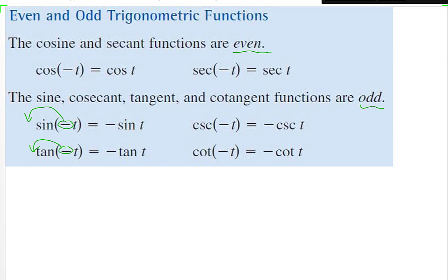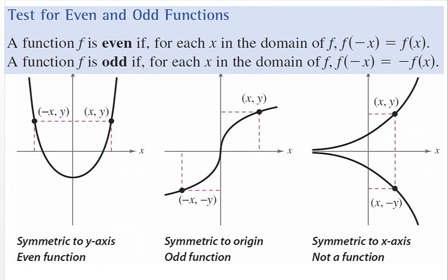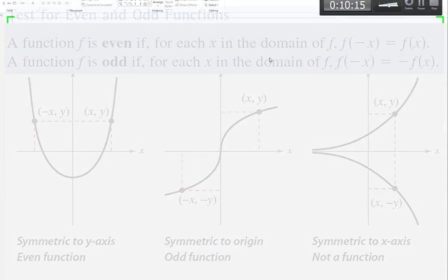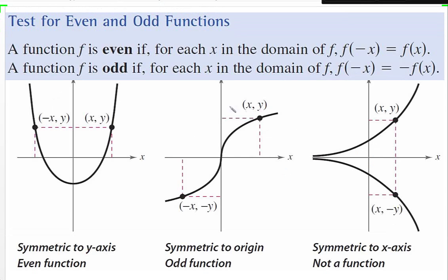Let me explain why these are even and odd. If you recall from our lesson earlier in the year, a function is even if you plug in negative x and you get back f of x. And a function is odd if you plug in negative x and you get back the negative of the function, the complete opposite. An even function is symmetrical to the y-axis, and an odd function is symmetrical to the origin, or the line y equals x right here.